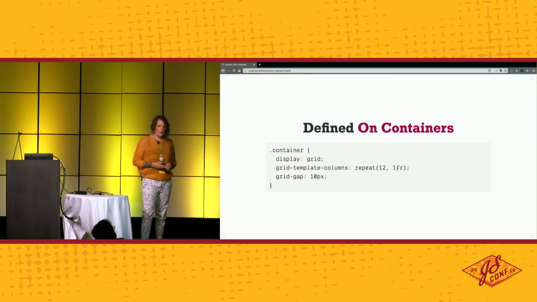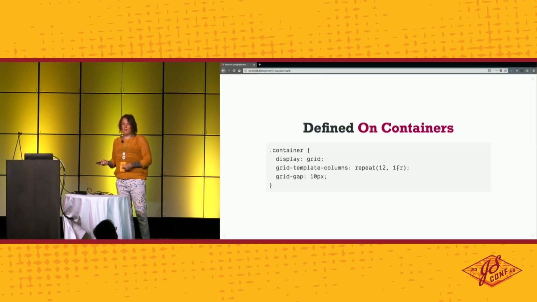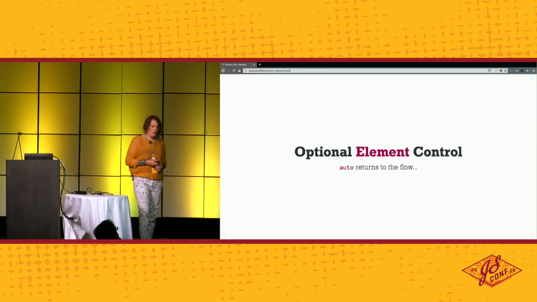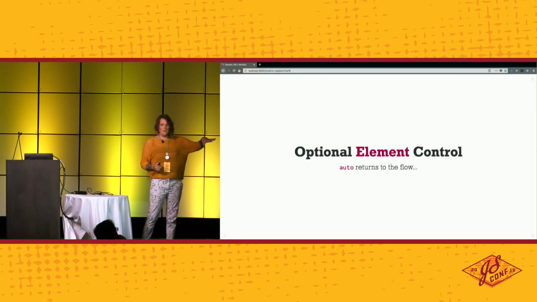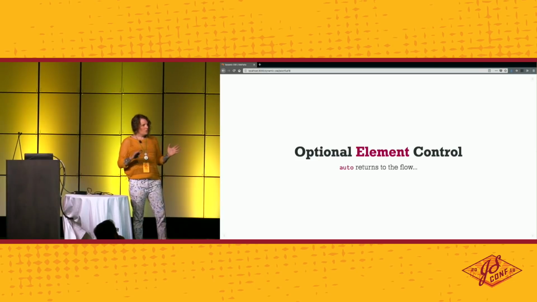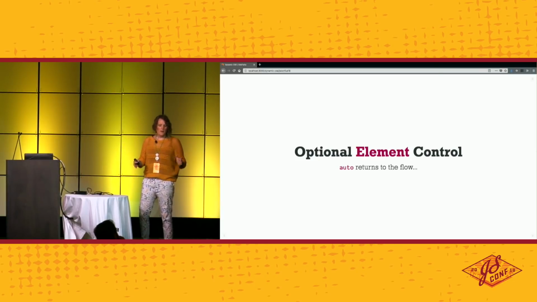historic 12-column grid, we can create with that line of code, repeat 12 one fraction, and then we can put in gutters without having to do any math of our own. Optionally, so that was defining it on the container. Optionally, we can pass control of sizing on the grid back to our elements using the auto keyword.